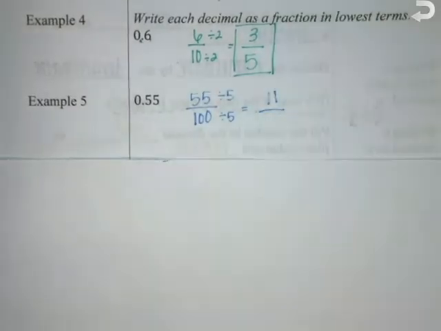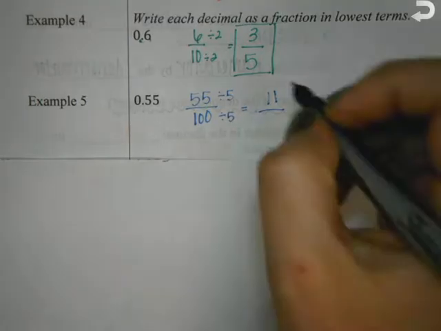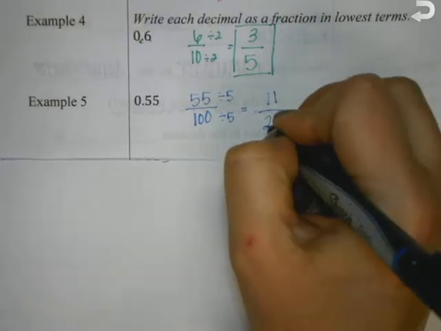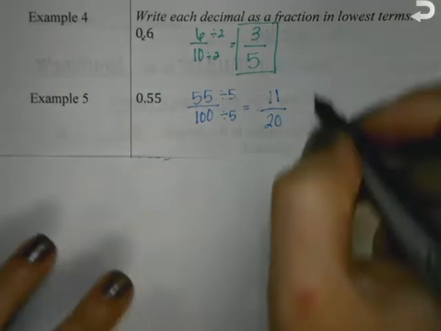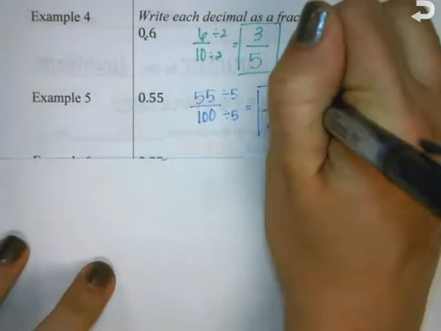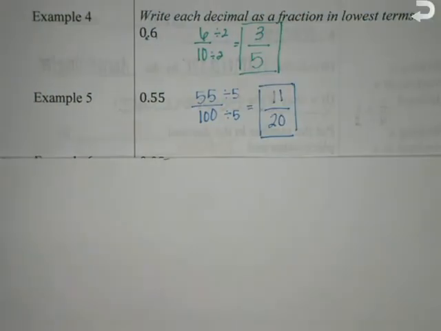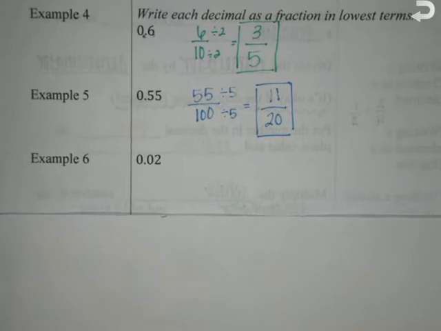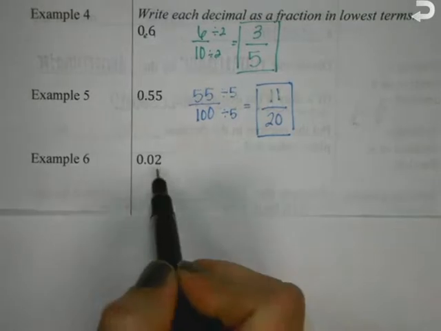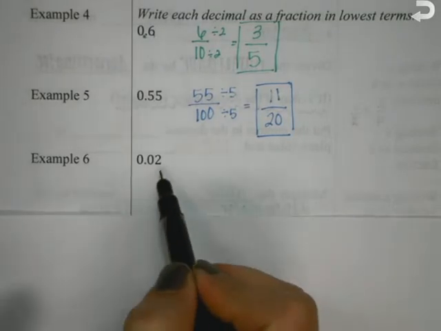Make sense? Okay. So will you try 0.02, please? What place does this decimal go all the way out to? Hundredths. So this is going to be the same as 2 over 100. Now that's going to reduce by what? By 2. So divide top and bottom by 2. 2 divided by 2 gives me 1 over 50.